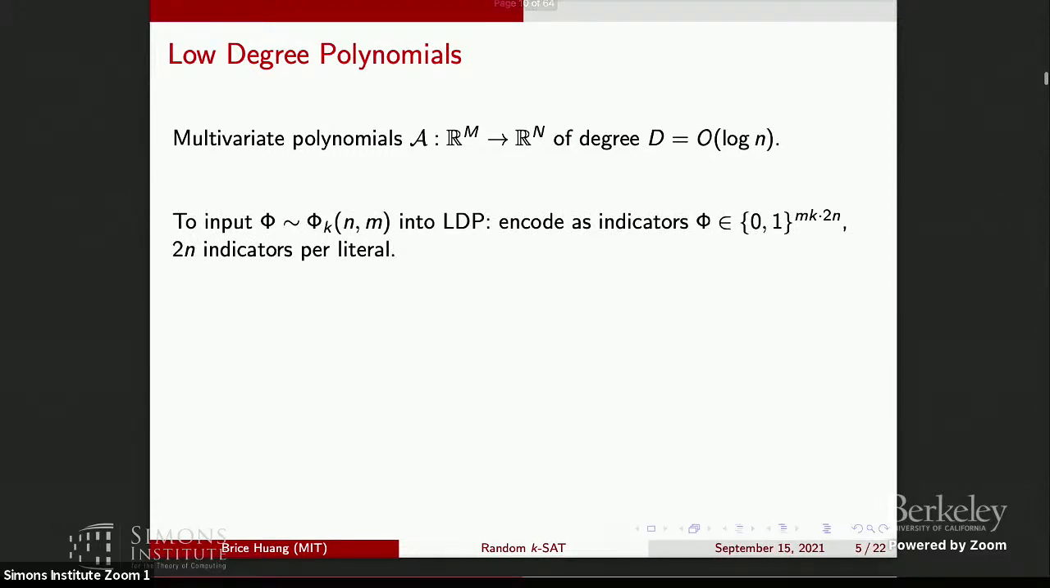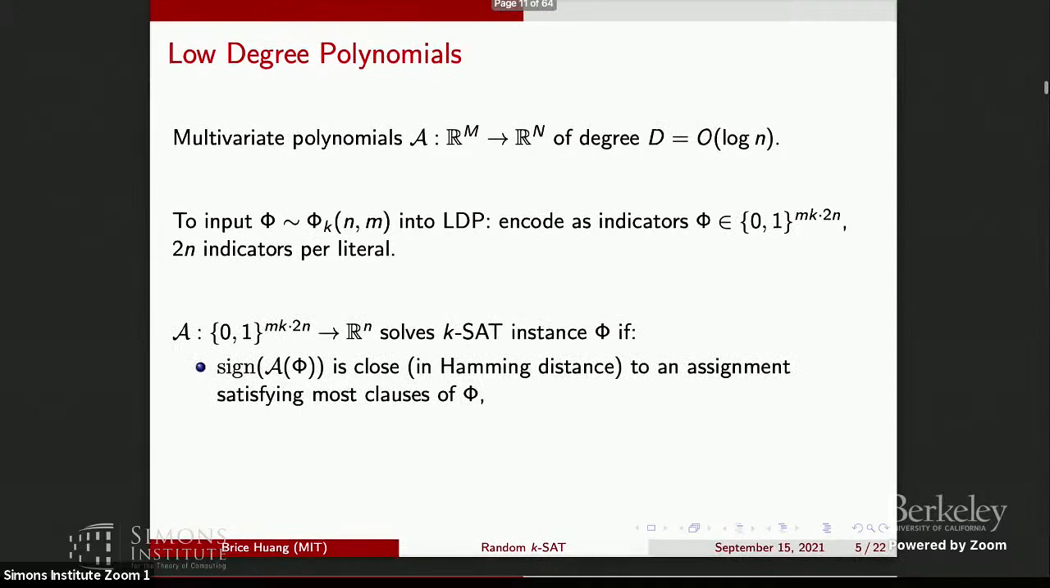We can input a KSAT instance into a low-degree polynomial by first encoding it as a vector of indicators. So we use a one-hot encoding where we allocate 2n indicators for the 2n possible values of each literal. And we feed this into a low-degree polynomial and get out a vector in R to the n, which we can interpret as an assignment by simply taking the sign. So think of positive as meaning true and negative as meaning false.